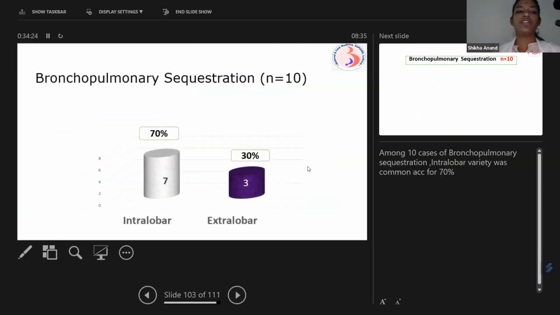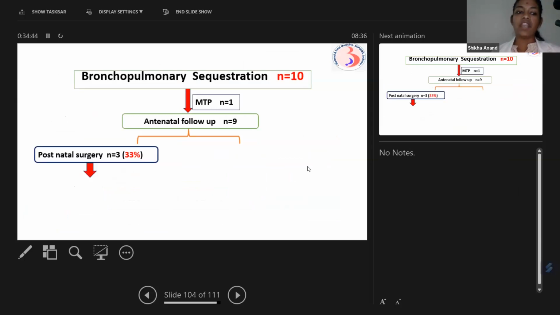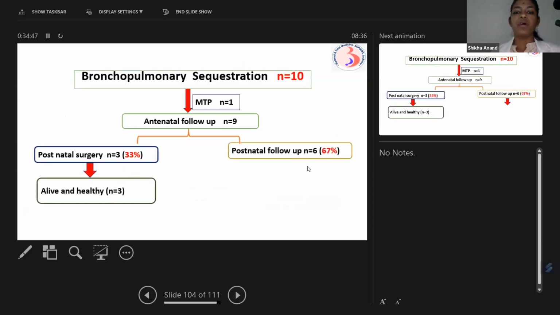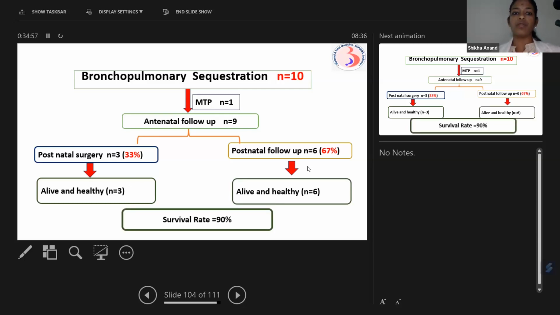Moving on to our next malformation, the bronchopulmonary sequestration. Among the 10 cases of bronchopulmonary sequestration, the intralobar variety was common, accounting for 70%. Of the 10 cases, 1 underwent MTP, 9 were antenatally followed, 3 required postnatal surgery, and all babies are alive and healthy. The remaining 6 were under postnatal follow-up. All babies are doing well. The overall survival rate is also very good in bronchopulmonary sequestration, accounting for 90%.